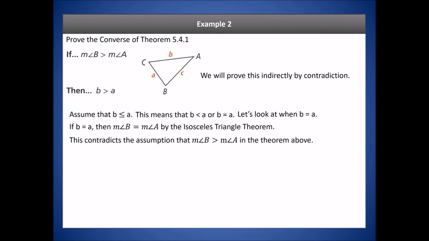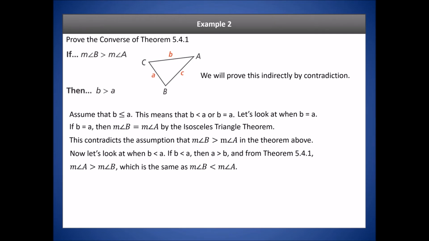Now what we want to look at is the second case. What happens if B is less than A? Then that means A has to be greater than B, right? So if 5 is less than 7, then 7 is greater than 5. So if A is greater than B, then from theorem 5.4.1, the theorem that we just proved in the previous example, we know that angle A has to be greater than angle B, which is the same thing as saying angle B has to be less than angle A. So essentially, if B is less than A, then angle B has to be less than angle A.